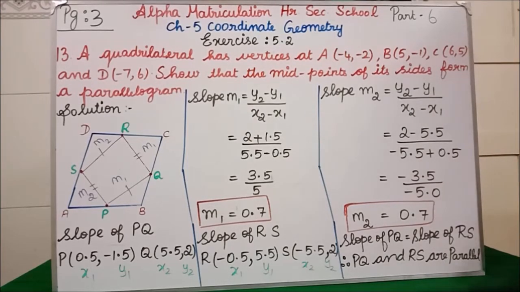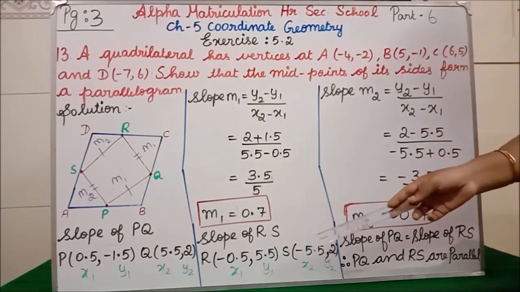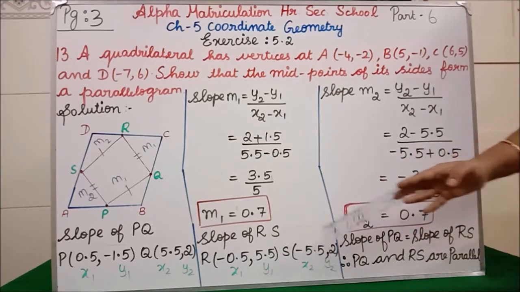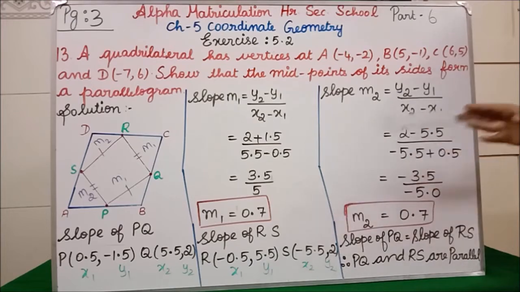The M2 slope we are going to find. Similarly, x1, y1, x2, y2 values we know. Isn't it? Slope M2 equal to the same two-point formula. The y2 value is 2. The y1 value is 5.5. In between is a minus sign, so minus, divided by the x2 value, which is minus 5.5. The x1 value is what? All minus 0.5. Here 1 minus, so it will become plus 0.5. Clear? So 2 minus 5.5 is minus 3.5.